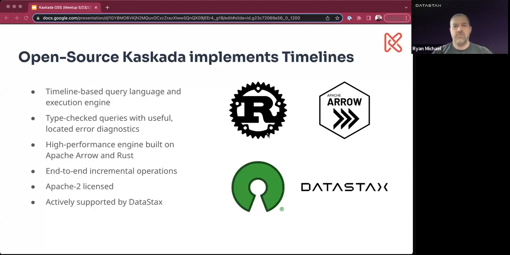And so we've implemented a runtime for this. Basically, the Cascada engine is this thing that we built. It implements all of these ideas. It's available right now. As I mentioned, it's built on Rust and Arrow. It's open source, so it's free to try it out. And it's actively being developed and supported by DataStax.